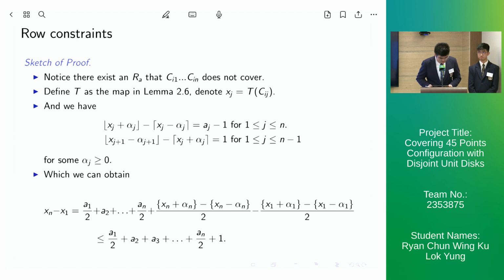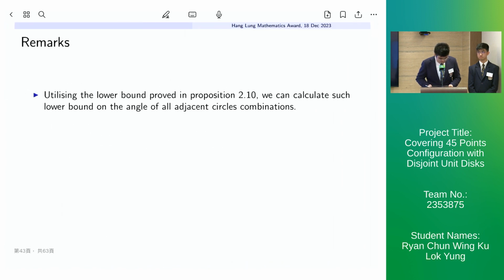Using the map we defined earlier and following the procedure, we can write this system of equations and by algebra, obtaining the assertion. And using the lower bound we've obtained in proposition 2.10, we can calculate the lower bound on the angle for all cases of adjacent circles.